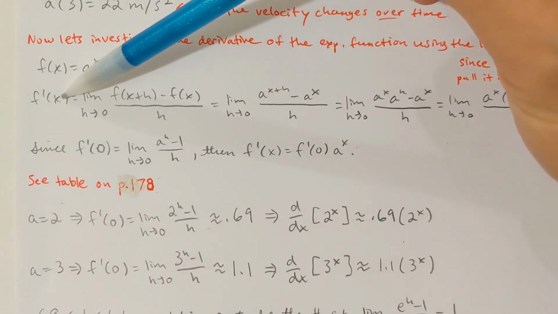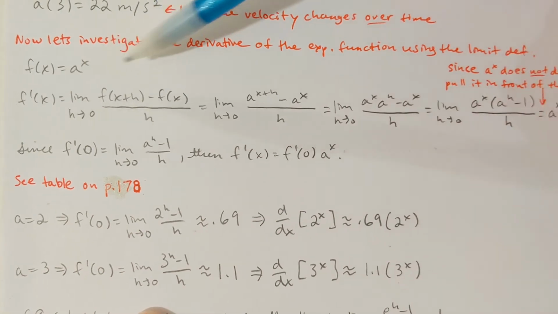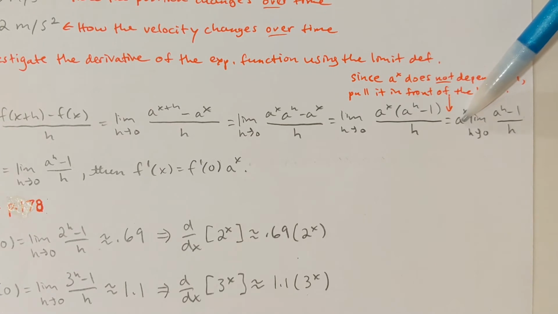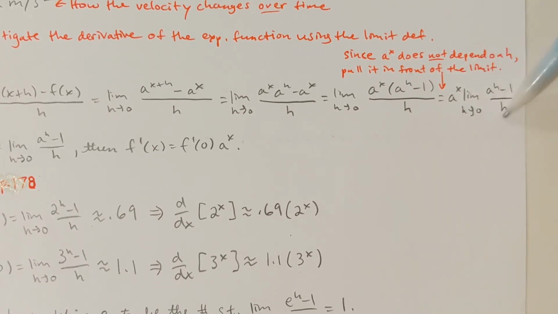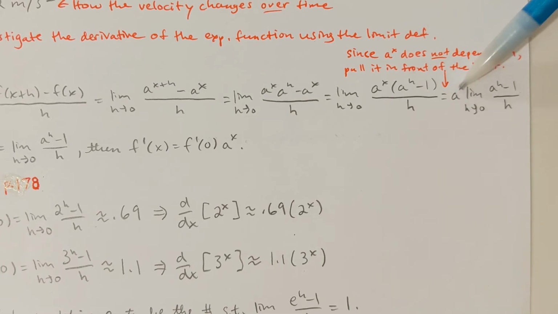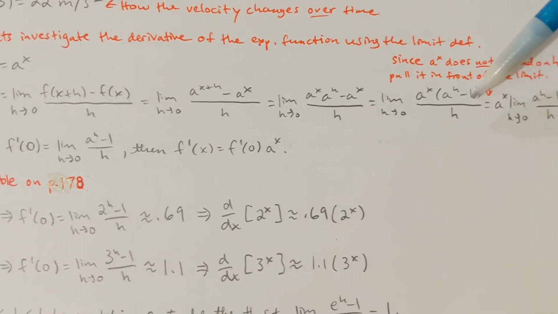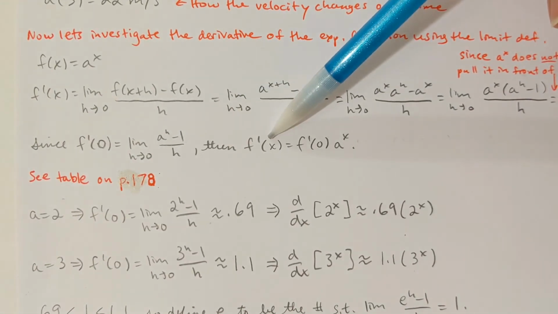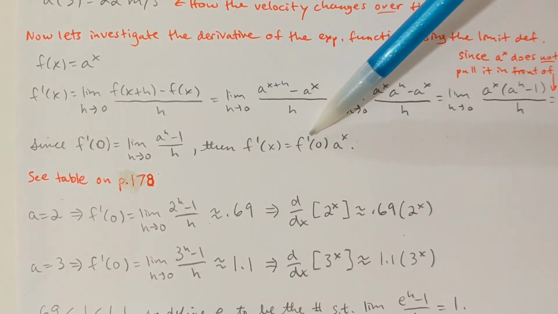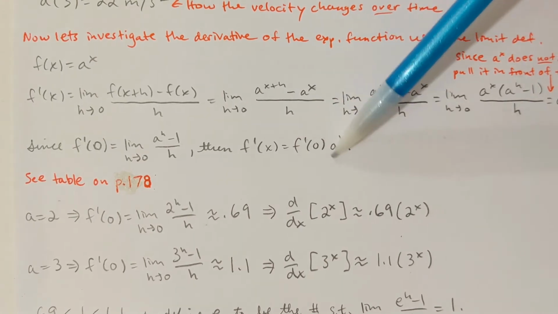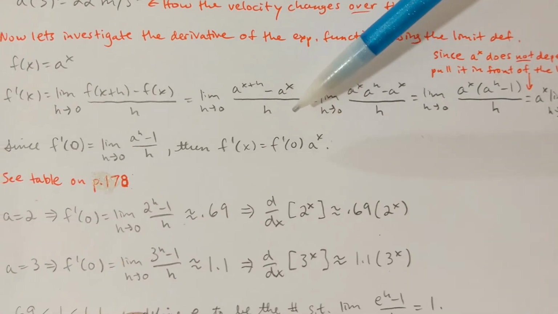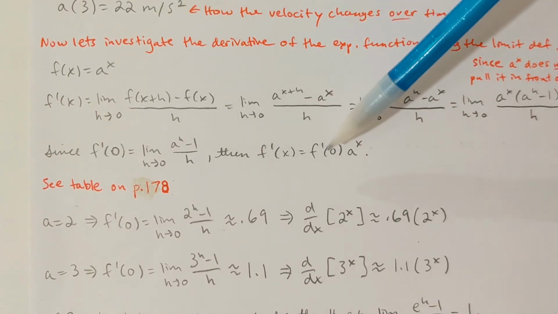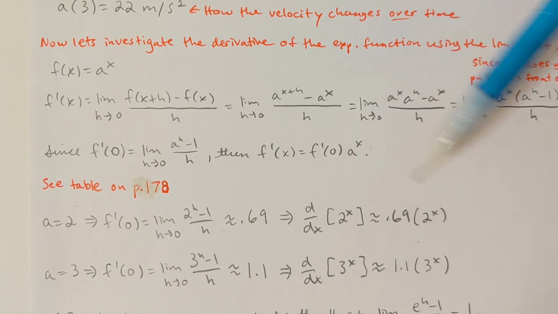Well, here's f prime of x. If I replace x with 0 right here, a to the 0 is 1. So I'm left with this limit, disregarding the a to the x, because a to the 0 is 1. So a formula for f prime of x is where you take f prime of 0, which is that limit, and then multiply by a to the x. In other words, take the exponential function a to the x and multiply by the slope of the graph at 0.